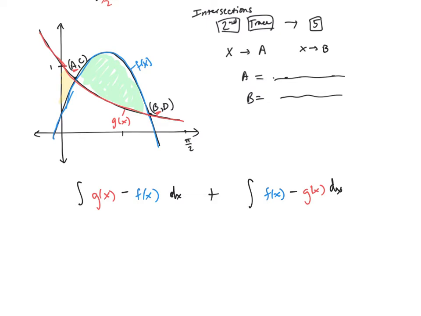And then we just need to put our limits of integration. So the first one, we're going from x equals 0 to x equals a. And then the second one, we're going from x equals a to x equals b. If you want to use some parentheses around that, you can.